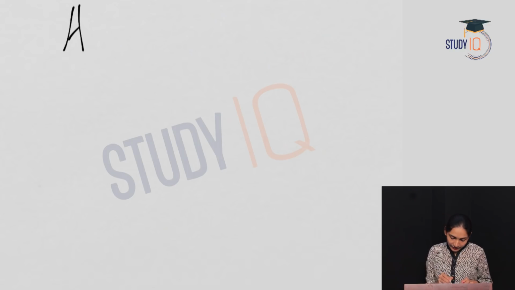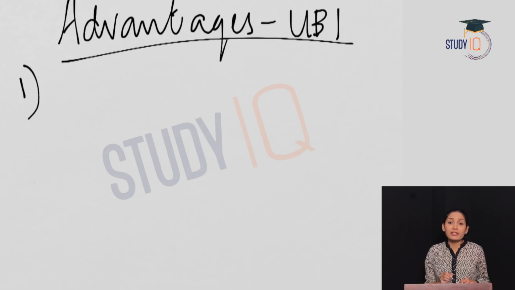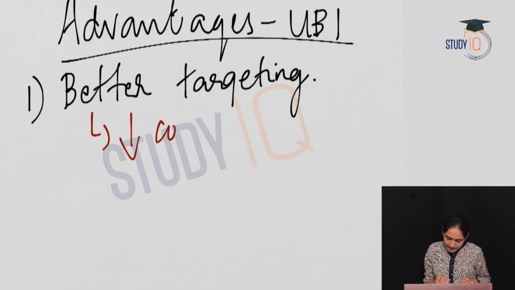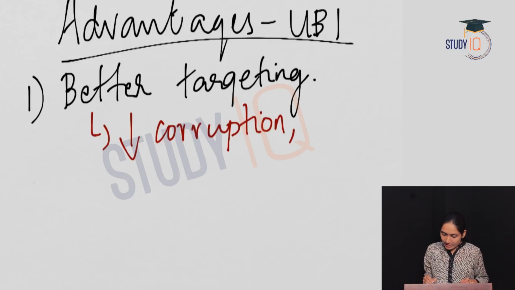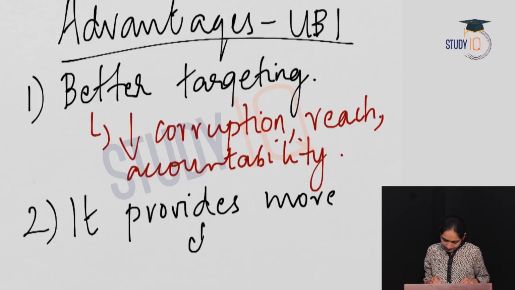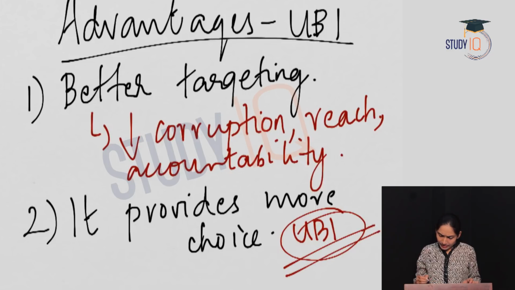First, going on to the advantages of universal basic income. The first advantage is that it helps the government in better targeting. It means that there is less room for corruption. It reaches the beneficiaries, that is, there is more reach. Accountability is more, etc. It also provides more choice for the consumers. The consumers are receiving some money, so with that money, they have the choice to purchase the commodities that they like.